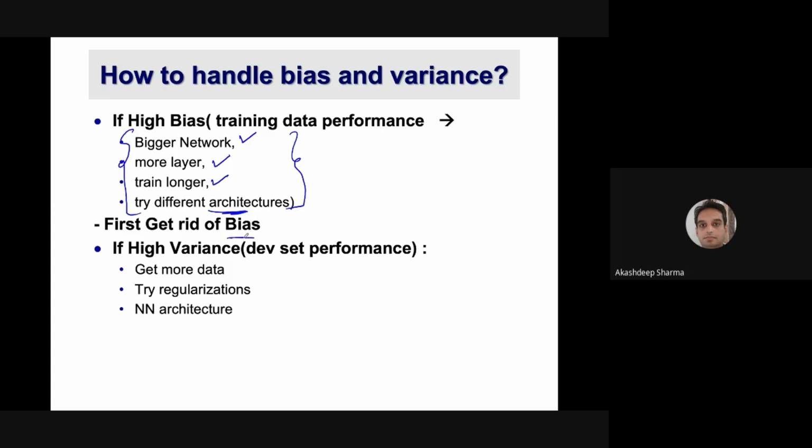The target is to first get rid of bias. So your first job should be that your training error shall be almost 0, equivalent to 0. Only then do you proceed to remove your variance. If it is high variance, if it's a problem on your test validation set, then you need to get more data, try regularizations, and if all that doesn't work, only then do you shift to neural network architectures. So you may play with the architecture at the bottom, but the first thing you must try is more data and more regularizers.